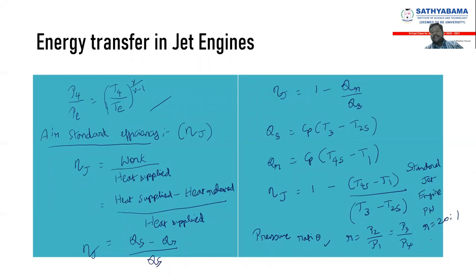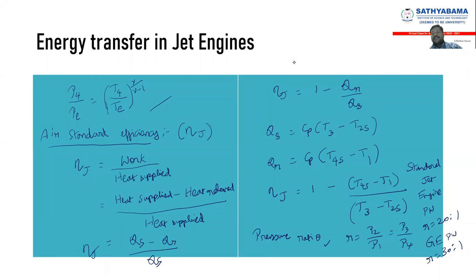Nowadays, we are using GE engines, that is General Electric. In General Electric, the GE engines, like the Pratt and Whitney, the same engine is carrying a pressure ratio of 30:1, right? So this compressor pressure ratio or turbine pressure ratio, both are set as 20:1 or 30:1. So it is maintained between 20:1 and 30:1, right? Okay, we will see next. This is your energy transfer in jet engines.